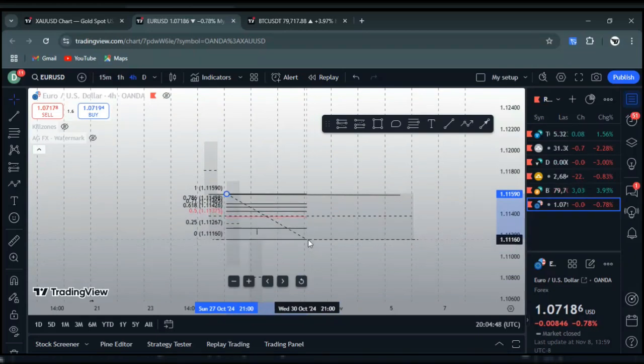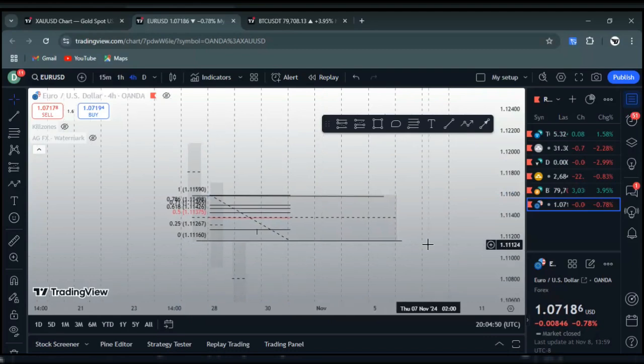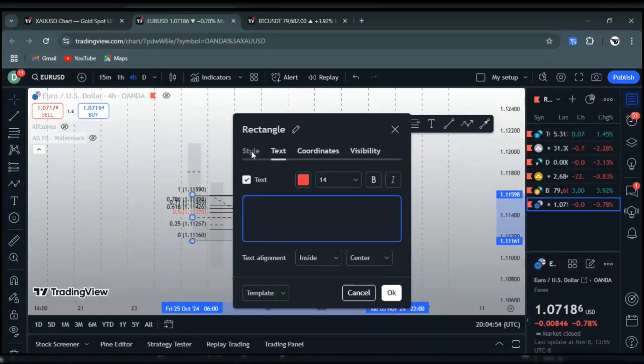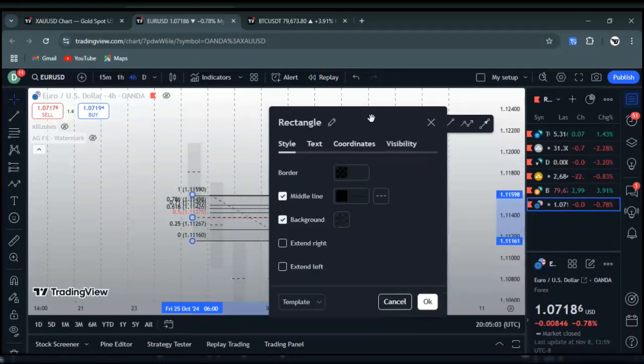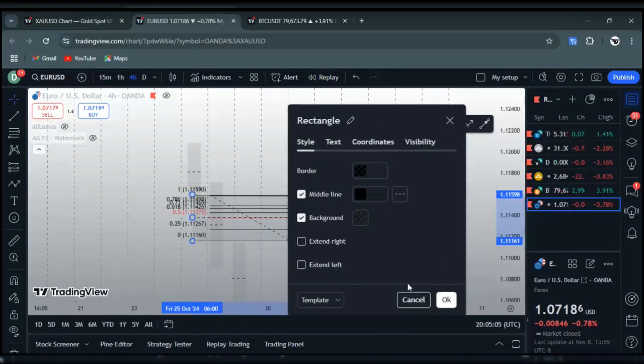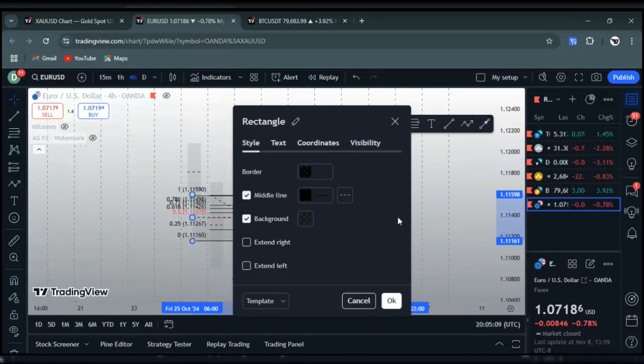Already, on TradingView, if you do the settings of your rectangle tool, you can get your 50% without using Fibonacci. Just double click on your rectangle tool, then go to middle line. It's going to give you the 50%, which is half of the rectangle. So instead of using Fibonacci, it will just give it to you automatically when you turn it on.